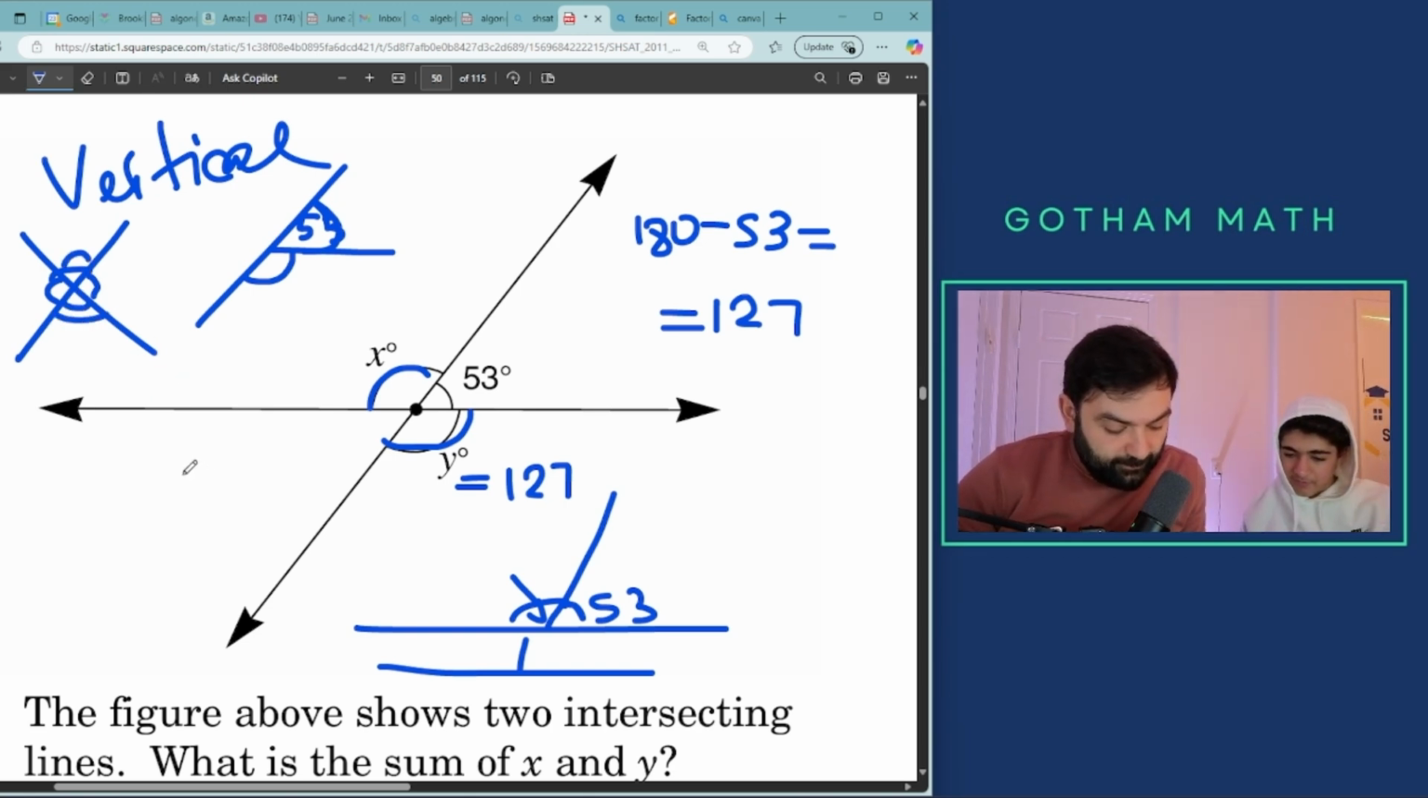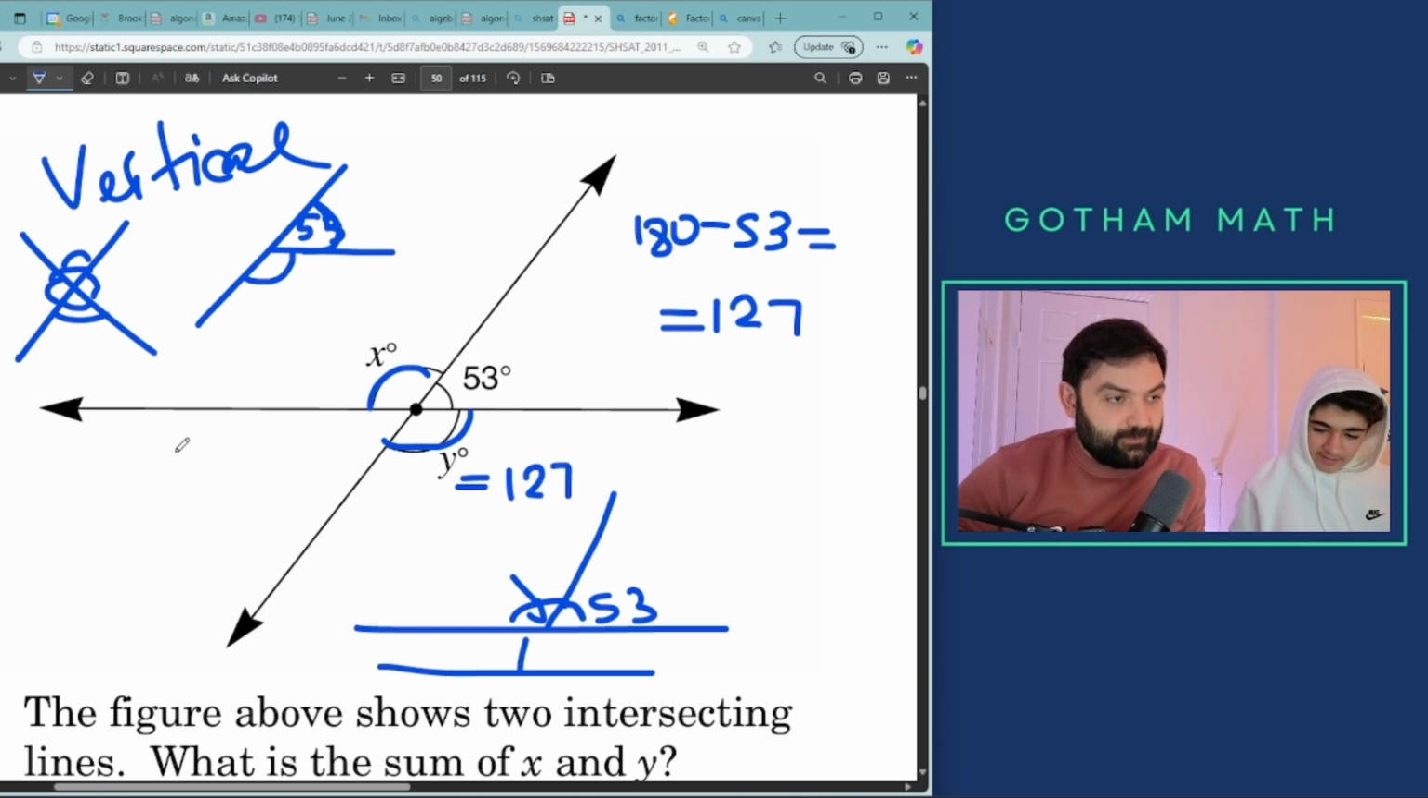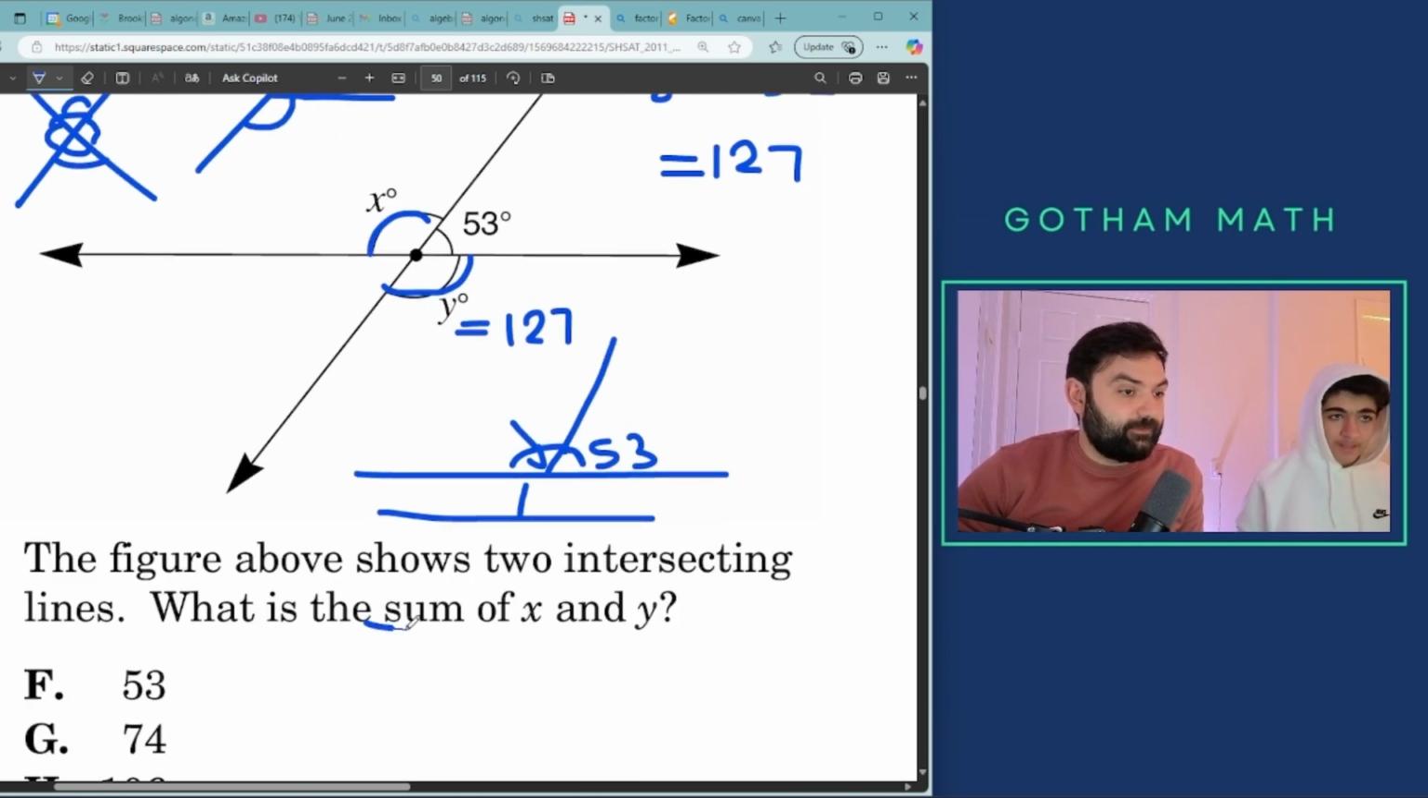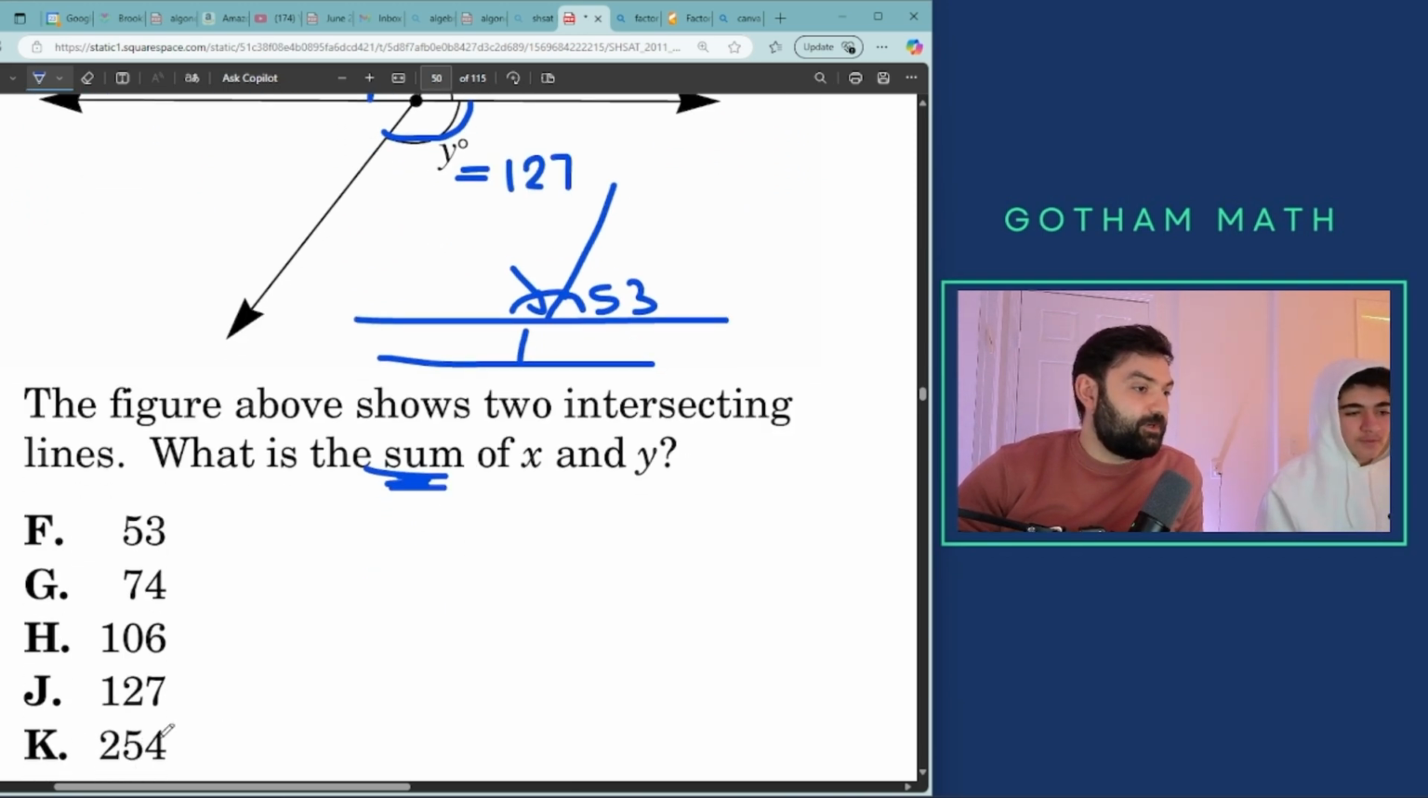So what happened then? I just didn't know how to get X and Y. No, you got 127, but they're asking what is the sum of x and y? Sum. So I have to add them. Yeah, 127 and 127. Okay, which is, we don't have to count, right?